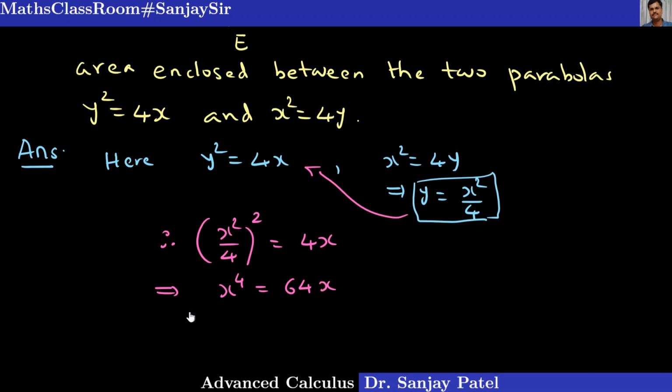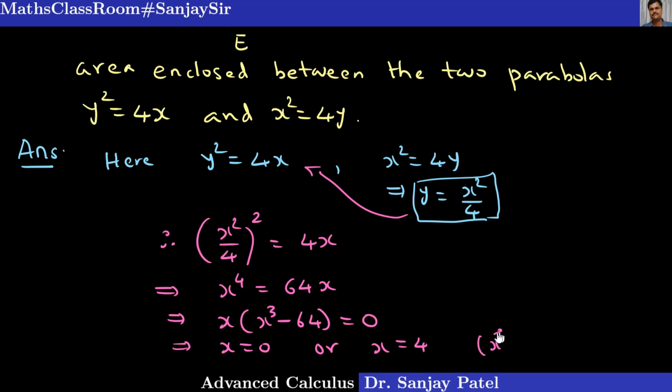Okay, and that gives you x into (x cube minus 64) is equal to 0. Taking 64x on this side and then taking x common, we'll get x into bracket x cube minus 64. So we have two possibilities here, and that will give me either x equal to 0 or x cube is equal to 64. That means x is equal to 4, because x cube equal to 64 gives us the cube root of 64. 4 fours are 16, 16 fours are 64, like that.